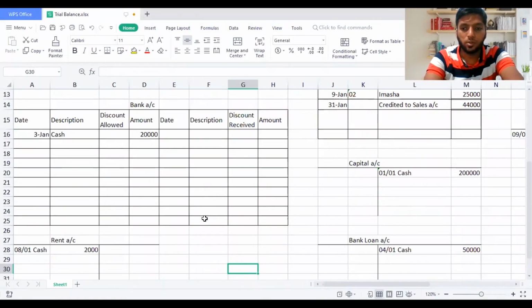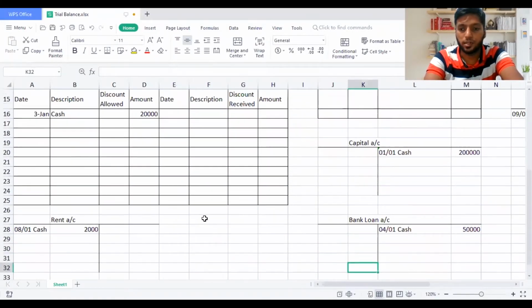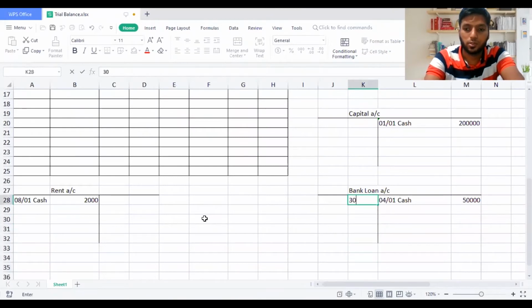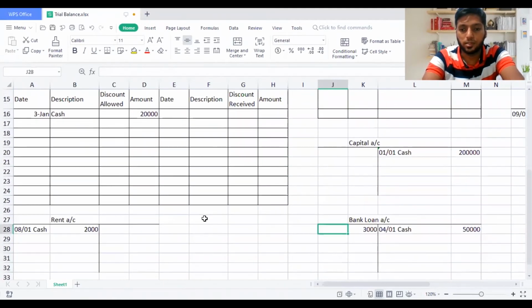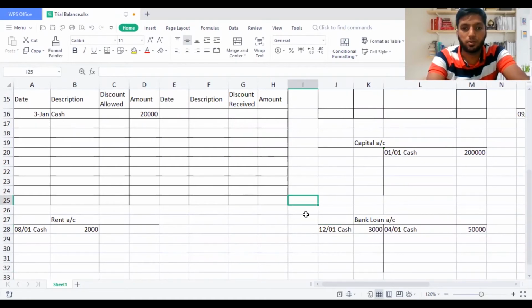So on the bank loan account, I'll be debiting this amount 3,000 which we have paid. So I'll write the date. What is the date we are making payment for the bank loan? On 12th Jan. So I'll write here 12th first cash. So the bank loan will decrease. Then we move on to the next adjustment of the sum.